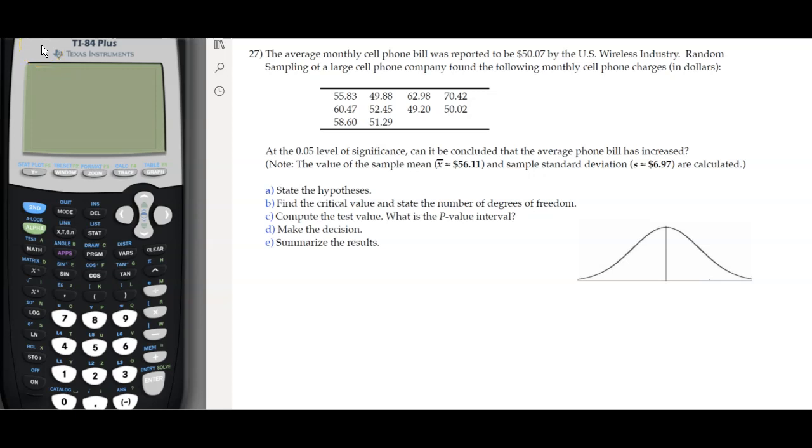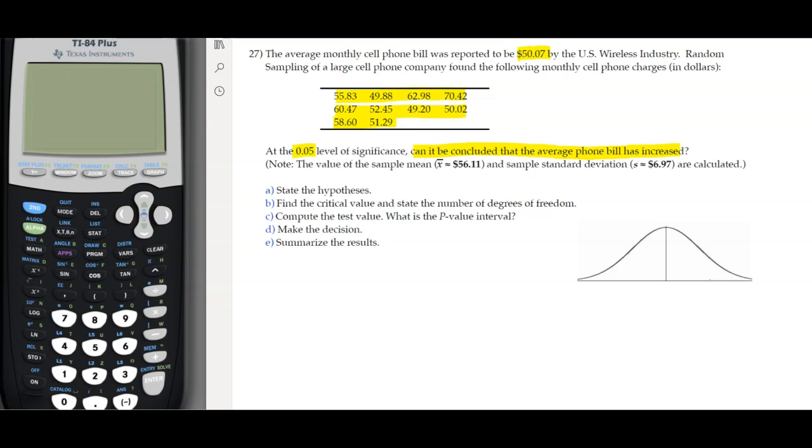Alright, so in this video we're gonna run a hypothesis testing test using a TI-84, and the test will be a t-test. So we have a mean of 50.07. However, we want to verify it, and we tested 10 entries over here, and we want to test it at the 0.05 level of significance. And the claim here can be concluded that the average phone bill has increased.